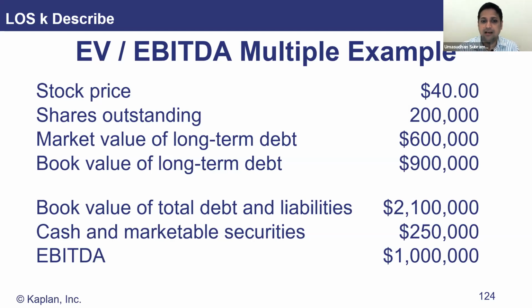So basically now you got stock price times the shares outstanding, which will give you the market value of equity. You have market value of long-term debt, 600,000. Now we need to understand the market value or book value of short-term debt, which is nothing but 2.1 million minus 900,000, that will be 1.2 million. You can ask me a question, what is the market value of that?